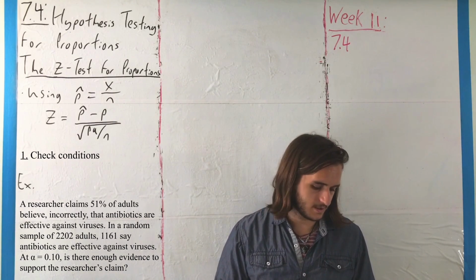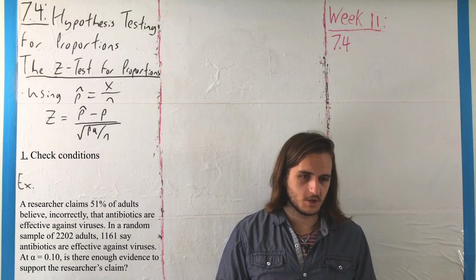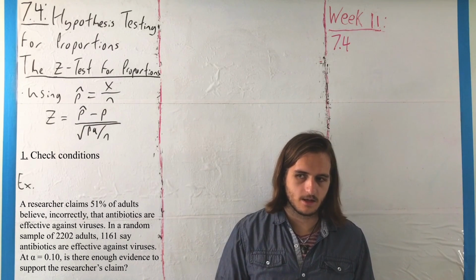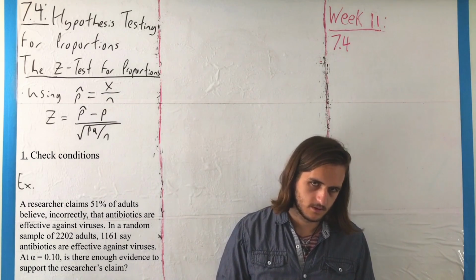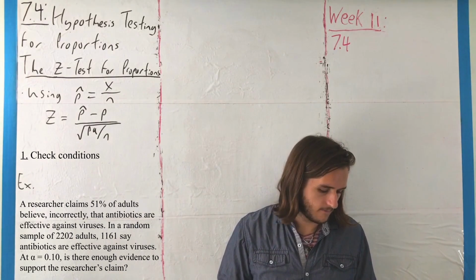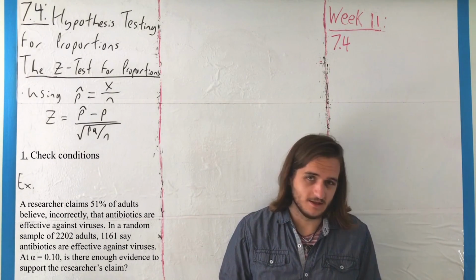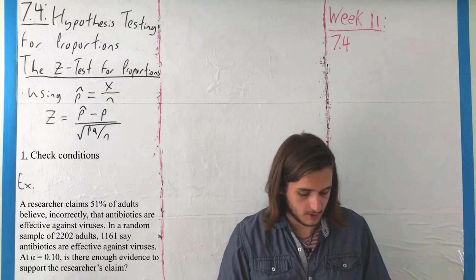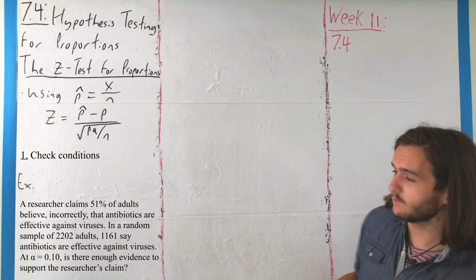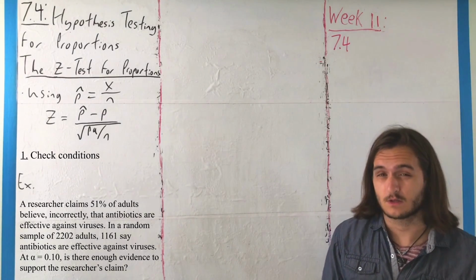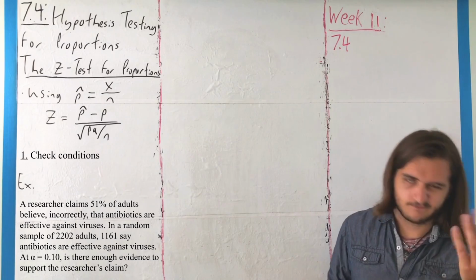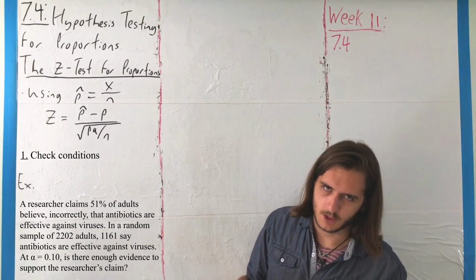NP, NQ, it's 2202 times basically anything is bigger than 5. So that's good on both counts. In this case, they're pretty close to 50% in particular, as P is 0.51 and Q would be 0.49 as a result. Like I said, it's usually free, but still good to be sure.